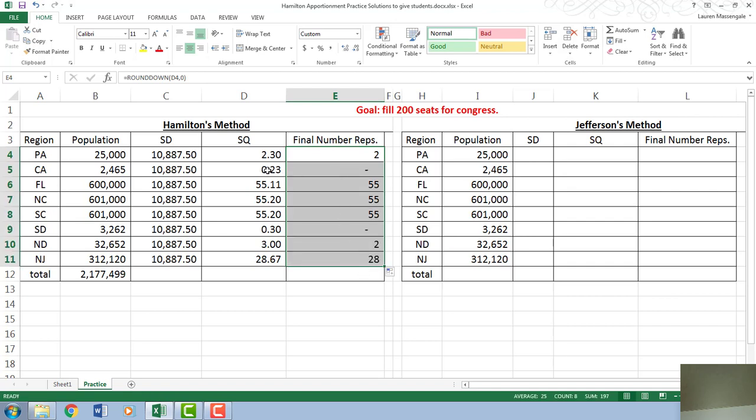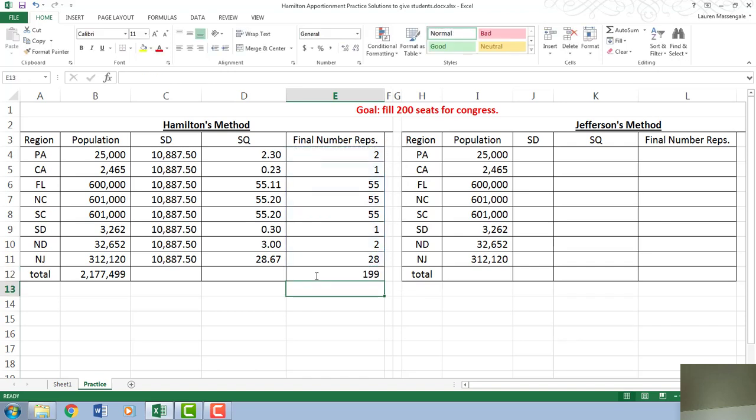Now, we did learn in the video that you can't have 0 representatives from a state, so I need to manually clear this one out and actually give, what is that, California, 1 person. I need to go down here and get rid of this and manually type in 1 person because every state has to have at least 1 person. So this is our final number of reps, but let's see if we've hit our 200. So I'm going to total that column by summing the column.